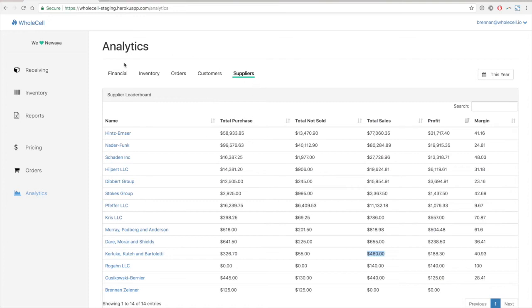So this is some of the power that you get in these analytics pages by having all of your inventory information in one system.